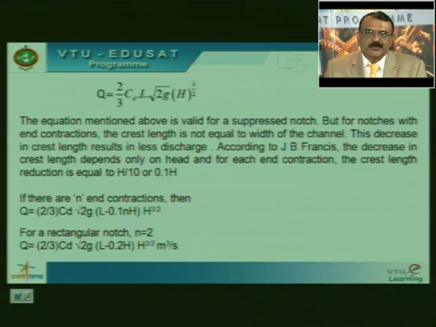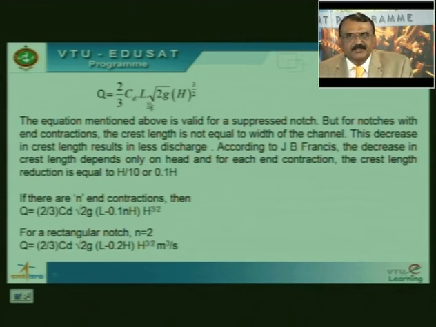The equation Q is equal to 2/3 CD root 2g L H raised to 3 by 2 holds good for a suppressed notch. But whenever you have an end contraction, the crest length is not equal to the width of the channel. If you look at this equation, when I am talking about a suppressed notch, my B is equal to L.